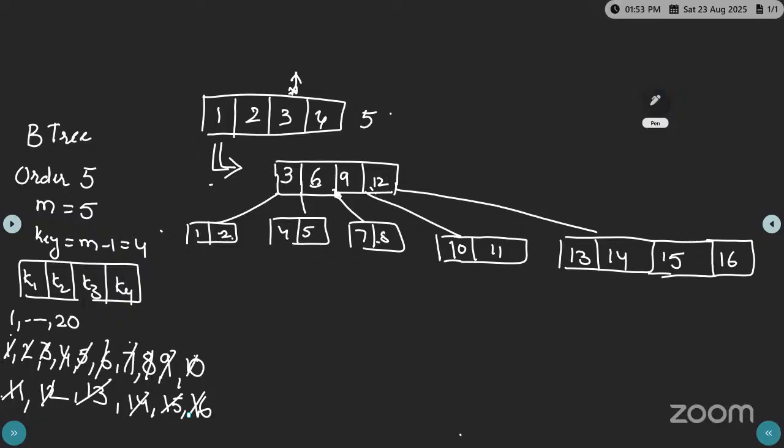13, 14, 15, 16. Now I want to insert 17. 17 put here, and 13, 14. You identify the middle element, 15. This moves one level up. 15 to the left, 13, 14, and to the right, 16 and 17.